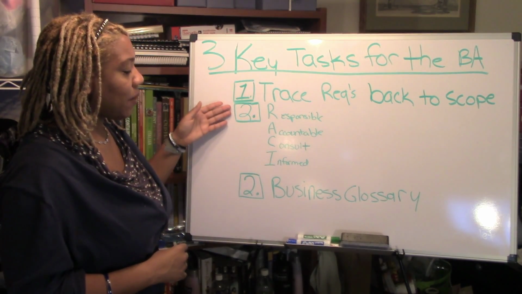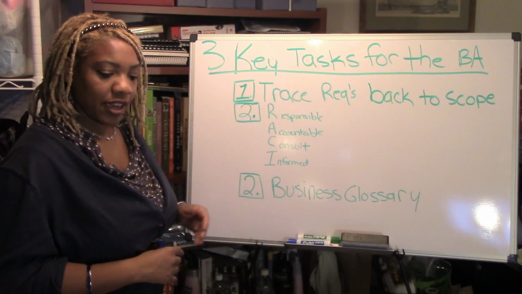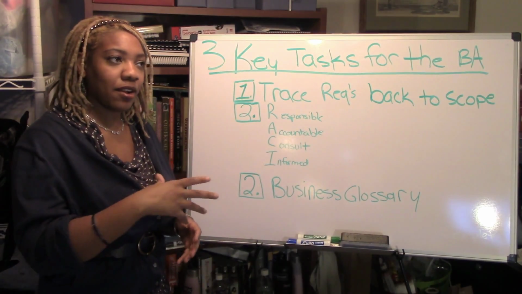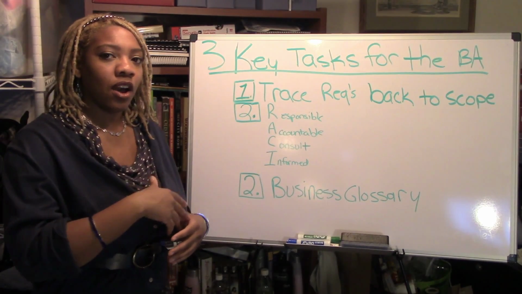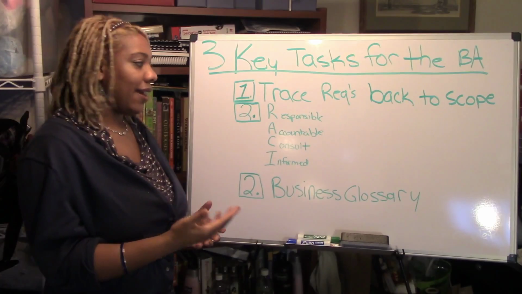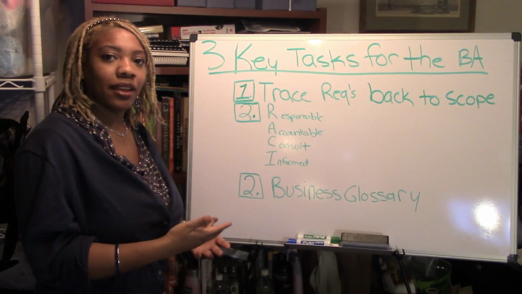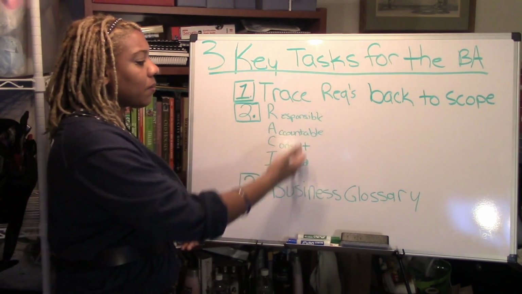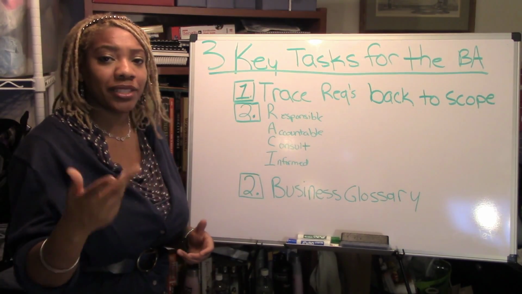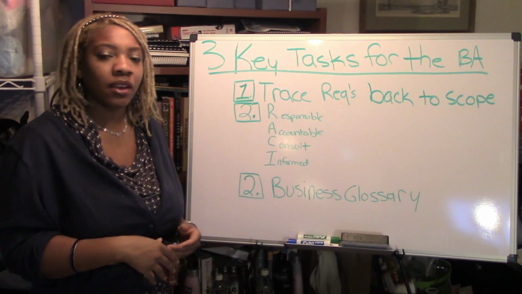Now, the second part is capture and document requirements and their attributes. Their attributes are commonly held in a RACI matrix, and this stands for responsible, accountable, consulted, and informed. If you've never seen one before or need guidance on how to create it, you can just Google RACI matrix, and there's a ton of examples for you to use.